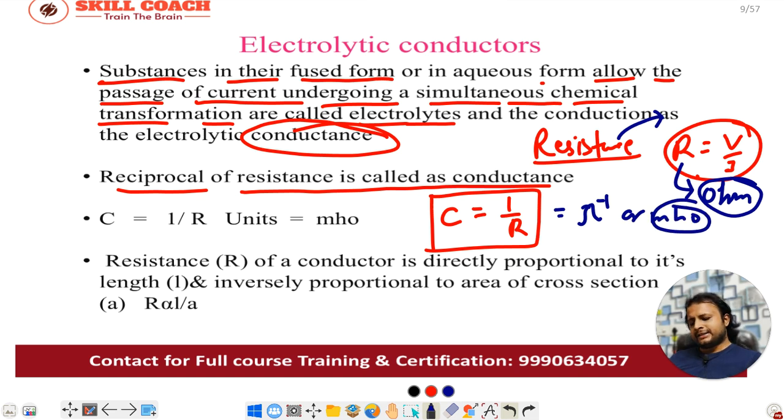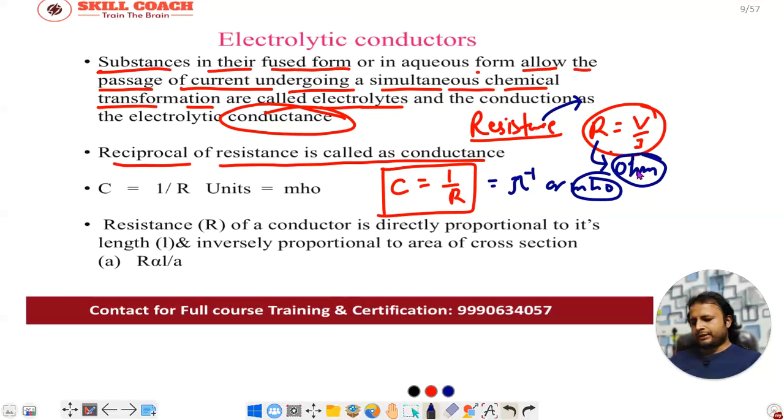And this resistance depends on several factors like the length of the conductor and the area of the conductor. So we write R is equal to rho L upon A, and rho is nothing but the resistivity. Let's move ahead.